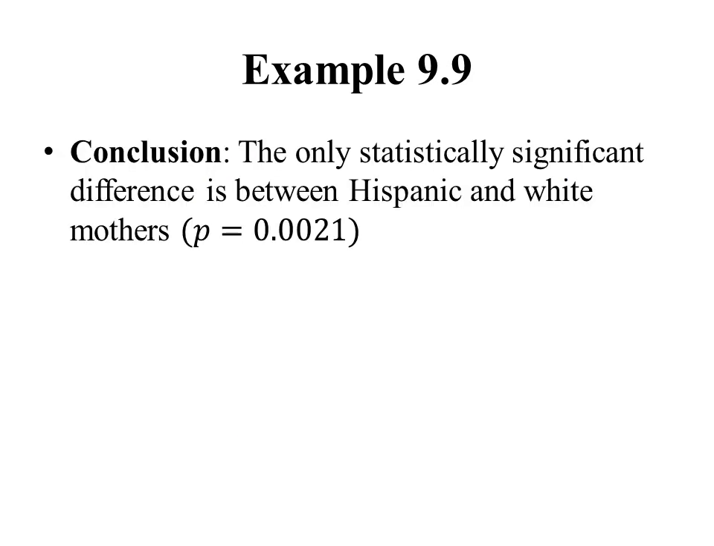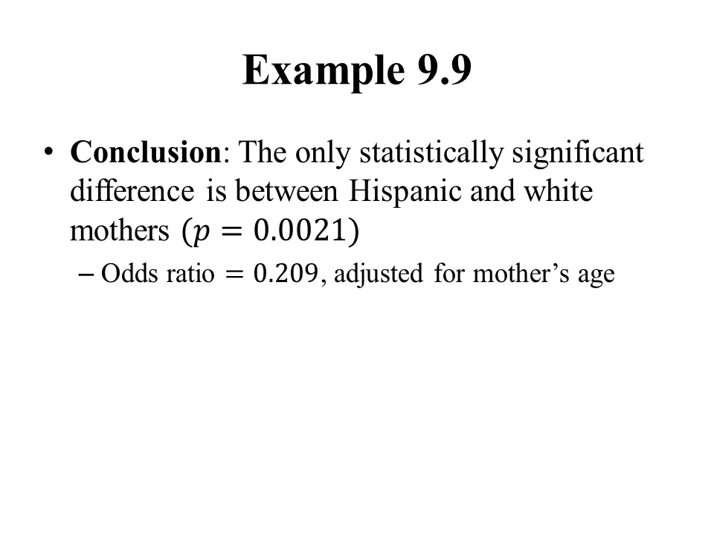Okay. So based off of this analysis, our conclusion is that the only statistically significant difference is between Hispanic and white mothers. So it looks like, based off our results, that Hispanic mothers are actually less likely to have preterm labor than white mothers. And the associated p-value here is 0.0021. The odds ratio, according to our data, was about 0.208.